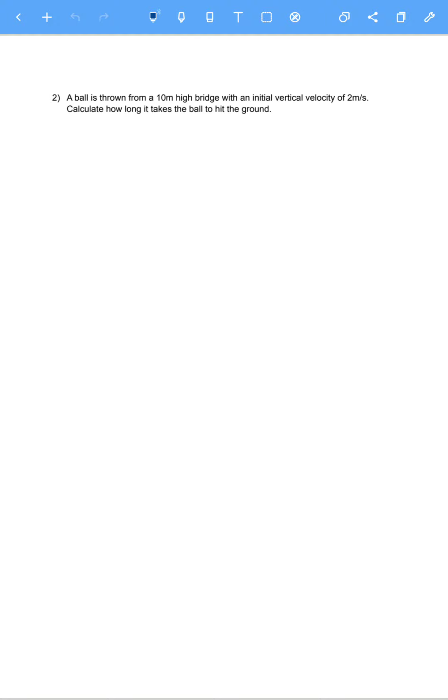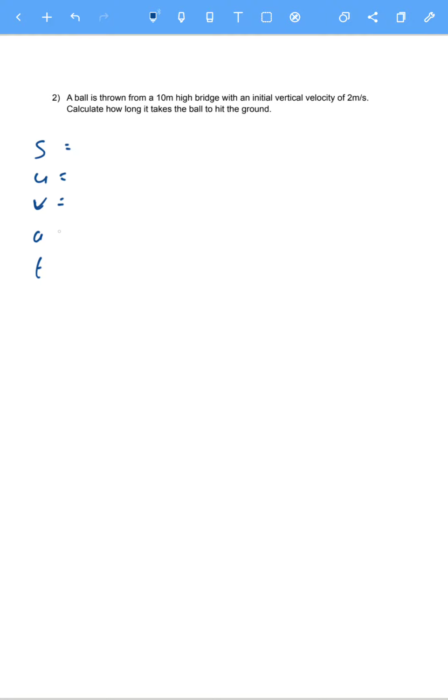So a ball is thrown from a 10-meter high bridge, so the same scenario as last time. However, this time, whoever's throwing the ball, to make this a lot more difficult, has decided to throw the ball downwards with a vertical velocity of 2 meters per second. So what I'm going to show you is how to calculate how long it takes the ball to hit the ground. So I'm going to do suvat yet again.